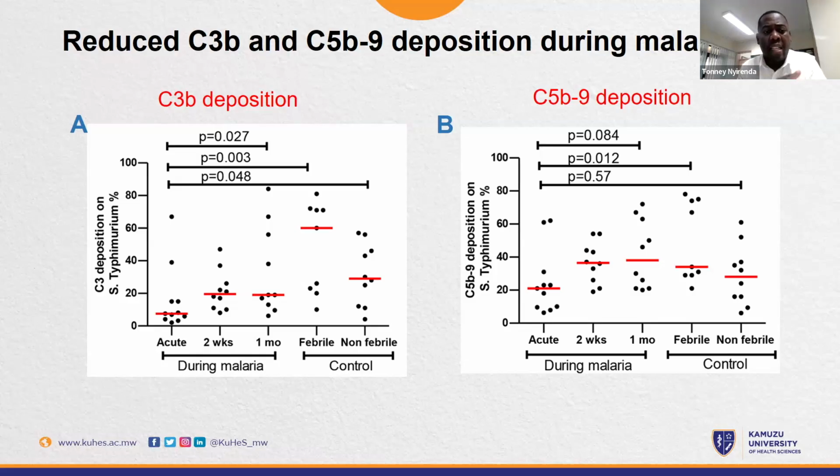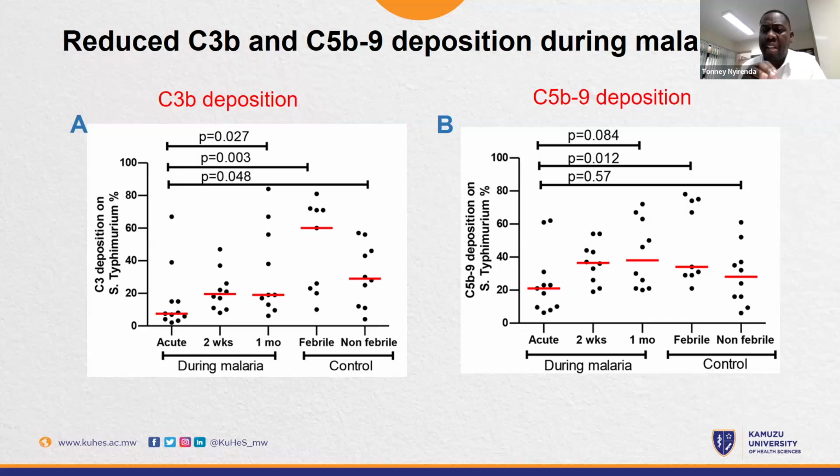And what you actually see is that during the acute phase, the deposition of C3b, which is a component responsible for opsonization, is reduced and then does increase. The deposition increases a bit at 2 weeks, more or less remaining similar to 2 weeks at a month or so. In the case of controls, healthy ones, non-febrile, and those that had fever, the deposition was actually higher compared to all the malaria groups that we had considered.